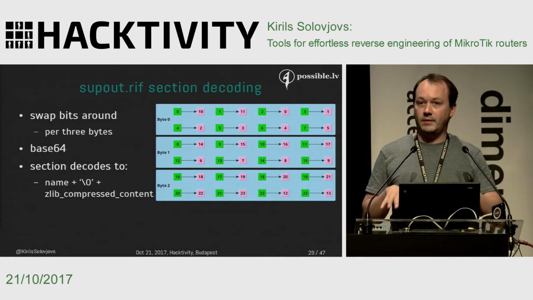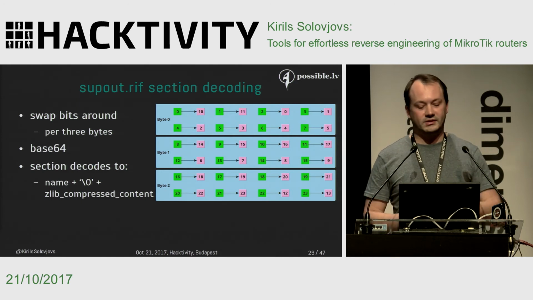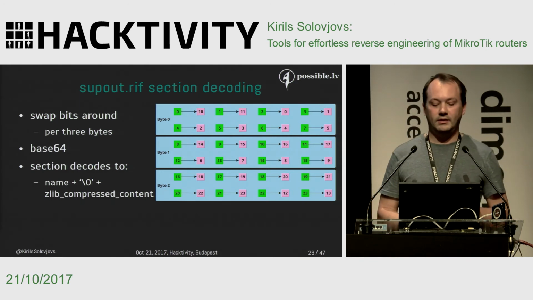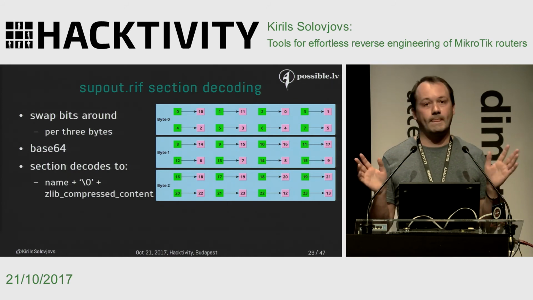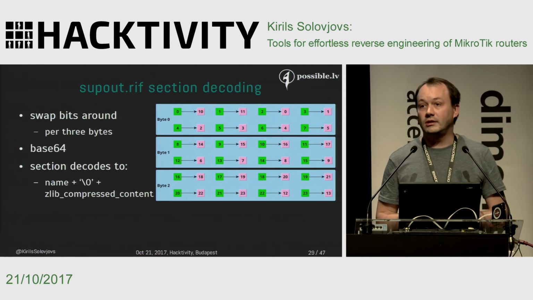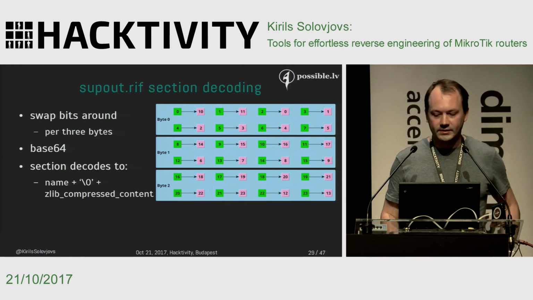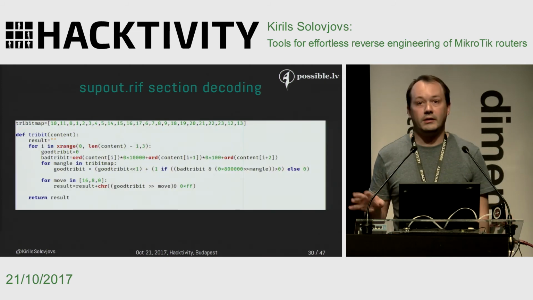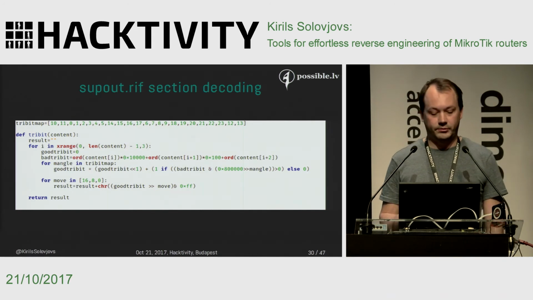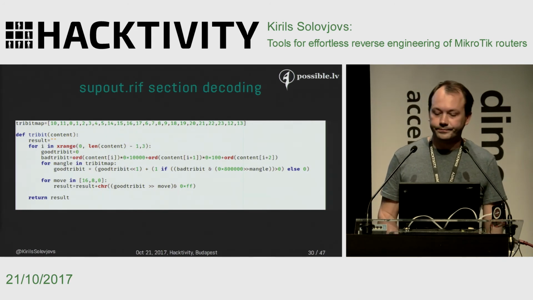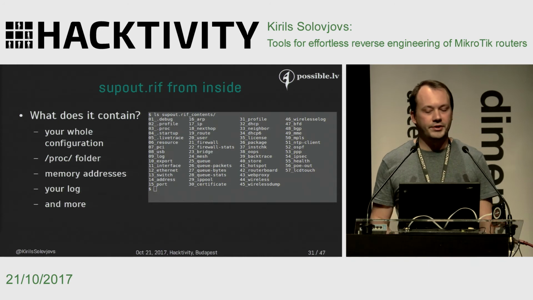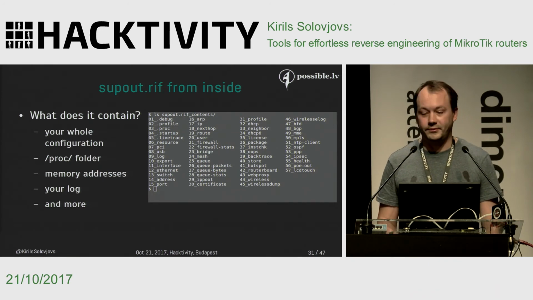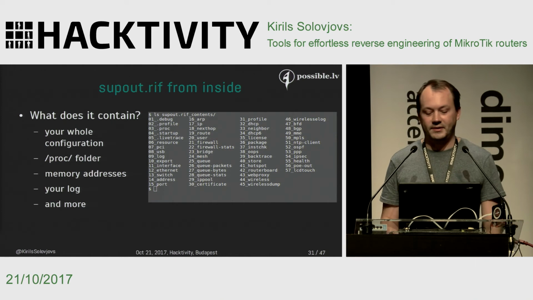And if we swap the bits around first and then do base 64 decoding, what we get for each section is an ASCII string that is the name of the section, a 0 byte, and then content that's compressed using zlib. So subout_ref decoder is actually online. It's available. It has been for some time already in the repository. Now, if we do decode it, here's what we see inside. There's your whole configuration. There's a /proc folder of your system, memory addresses, your log files, and much, much more.